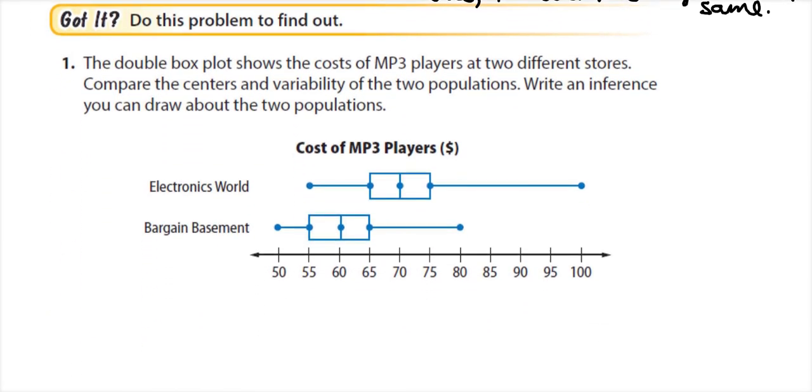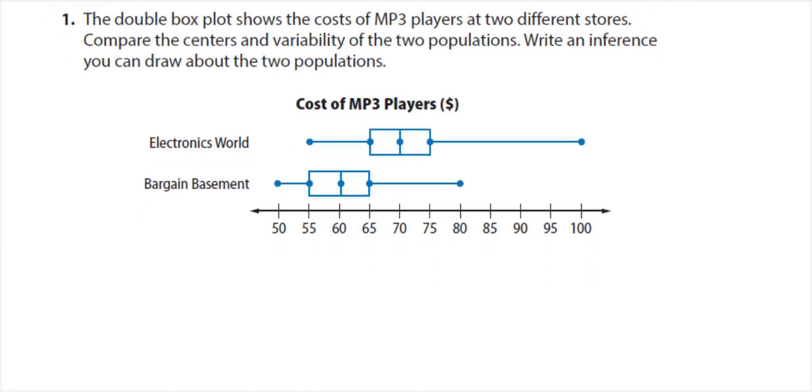All right, this one says, the double box plot shows the cost of MP3 players at two different stores. Compare the centers and variability of the two populations. Write an inference you can draw about the two populations. So for this one, we have Electronics World and we have Bargain Basement. Let's just do EW and then BB for short.